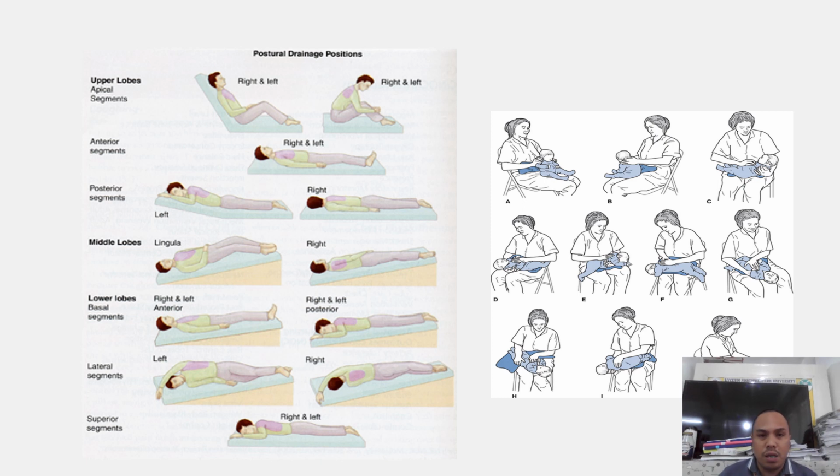So as we can see on the screen, these are the postural drainage positions. Okay, you see from the upper lobe, from the middle lobes, and then the lower lobes. So those are our postural drainage positions for the adults. And on the other side, this one is for our infants.